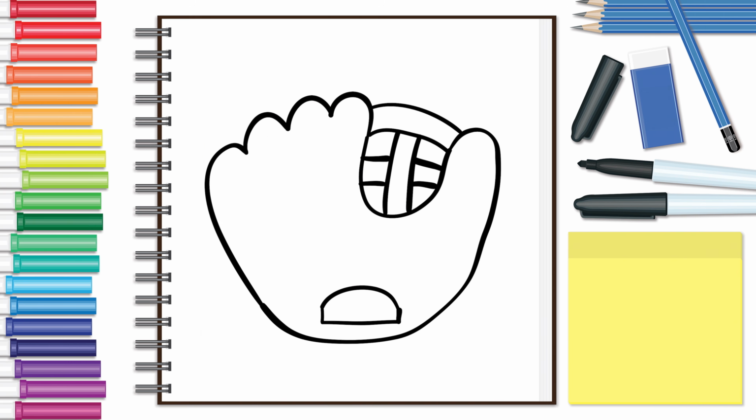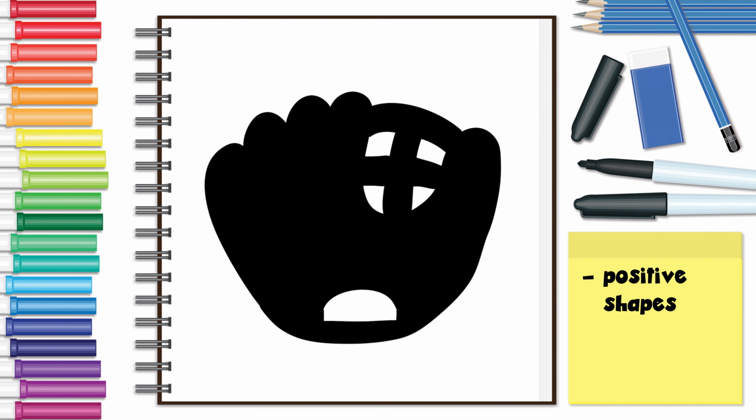These shapes that make up the subject we are creating are referred to as positive shapes. However, there is more to this image than just the positive shapes. If we look closely, there are shapes inside the glove. These red shapes are referred to as negative shapes. Even though they may not seem as important, a great artist will give just as much attention to the negative shapes as the positive shapes.